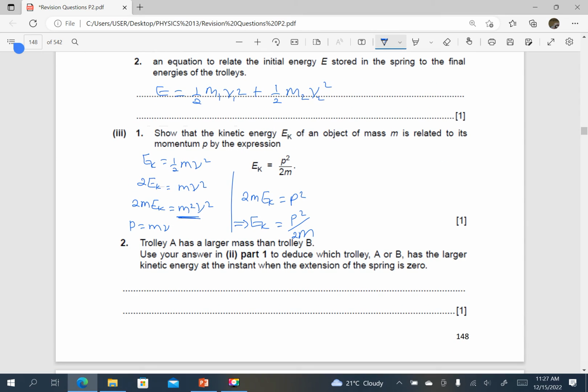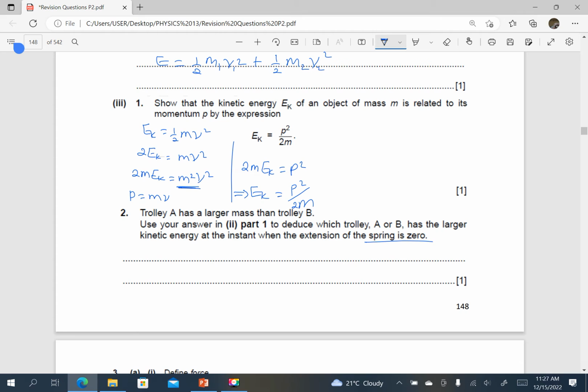Trolley A has a larger mass than trolley B. Use your answer in Roman in 2 part 1 to deduce which trolley, A or B, has the larger kinetic energy at the instant when the extension of the spring is 0.